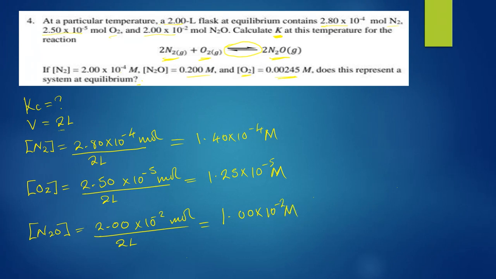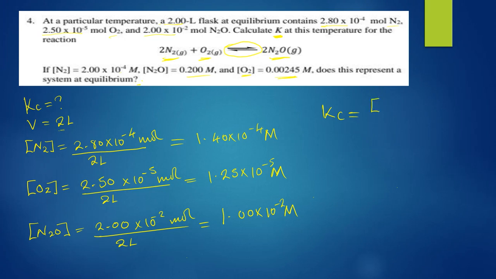Once we have this, we are not done. Now we can solve for the equilibrium constant K. How can you come up with the expression? Remember what I said in the introduction lecture on chemical equilibrium: the equilibrium constant K is the ratio of the equilibrium concentration of the products over the equilibrium concentration of the reactants. So I'm going to start with the product.